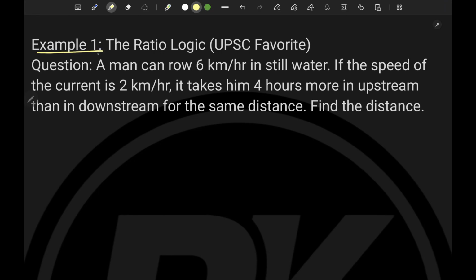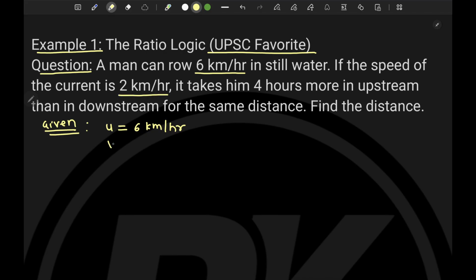So let's start with an example. This is a kind of UPSC's favorite type. So let's first go through the question. The one thing you have to remember while reading the question itself is to note down what is given in the problem. So let's read out the problem. A man can row 6 km per hour in still water. That means the speed of the man is given, 6 km per hour. If the speed of the current is 2 km per hour, that means v is given, 2 km per hour.